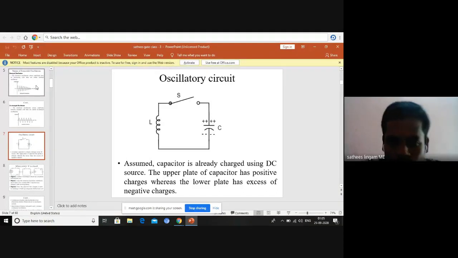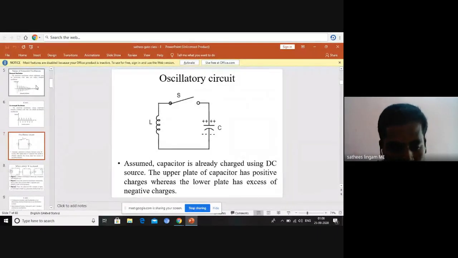What is happening: the switch is not yet connected, and assume the capacitor is completely fully charged, by external sources or whatever. After it is fully charged, it is connected in our device. According to the parallel plates, more positive charges are accumulated on the positive plate, and the negative plate gets negative charges.